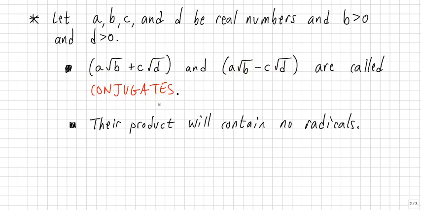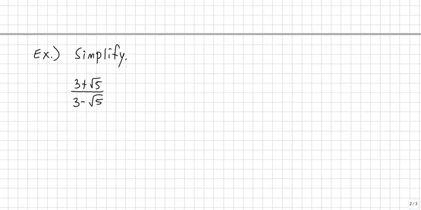Now, why do we care? Well, it turns out if you multiply two conjugates together that look like this, their product will have no radicals in it whatsoever. So when you multiply two conjugates containing radicals like this, their product will have no radicals in it whatsoever, and that's going to prove handy, as we'll see here soon.